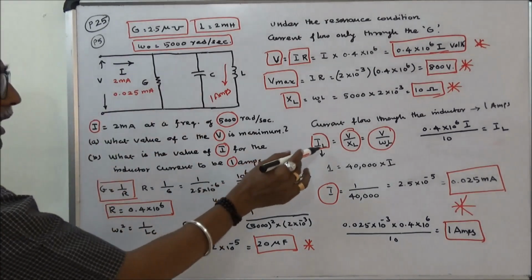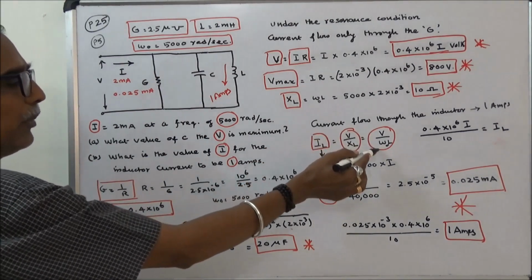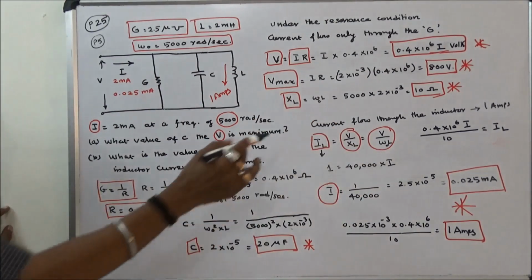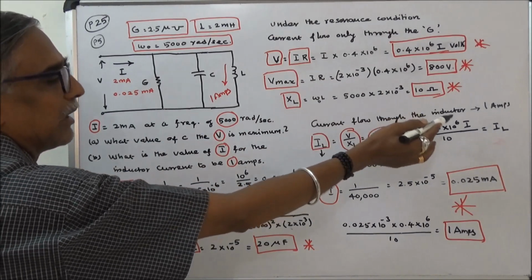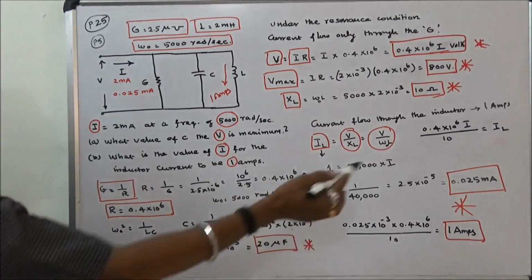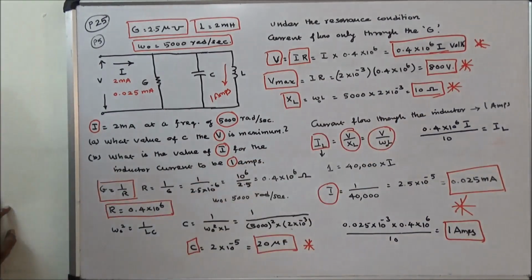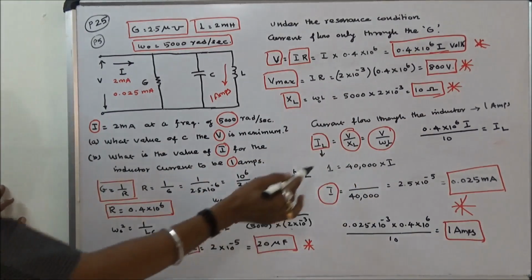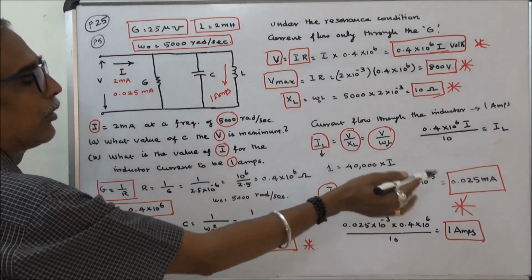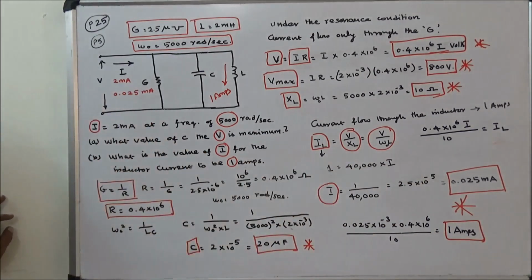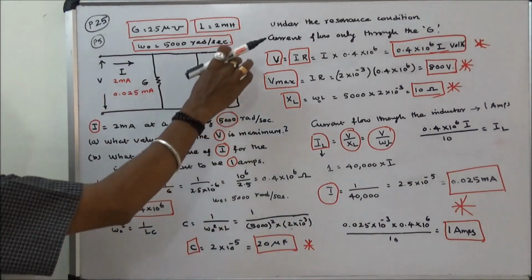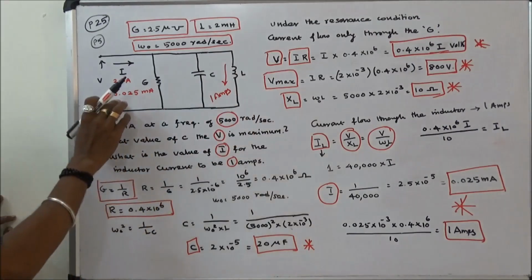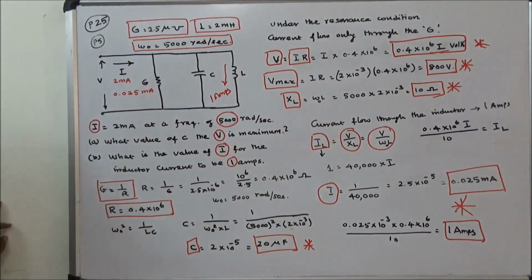IL, the current through the inductor, is equal to V by omega naught into L. V is equal to 0.4 into 10^6 into I, divided by 10, since omega naught into L is equal to 10. IL is given as 1, so 1 is equal to 40,000 into I. I is equal to 1 by 40,000, that is 0.025 milliamps. For 1 amp of current through the inductor, the supply current is 0.025 milliamps, the capacitor value is 20 microfarads, and the maximum voltage is 800 volts.